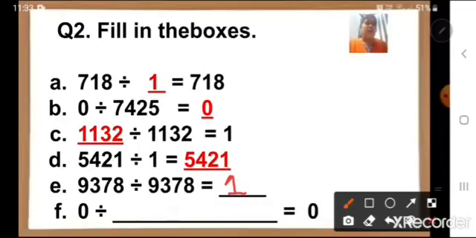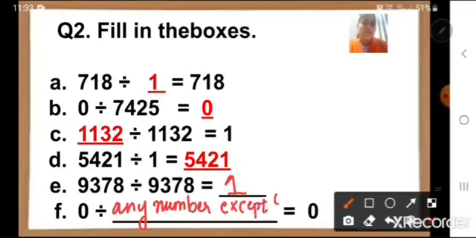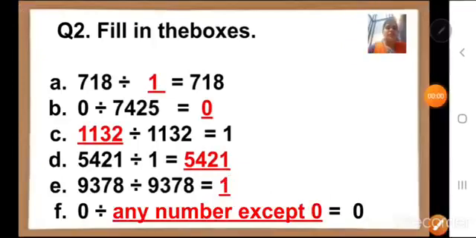So here we cannot write 0. So what answer should we write? Okay, the answer that we will write is any number except 0. Okay, children, note down in your textbook all the answers.